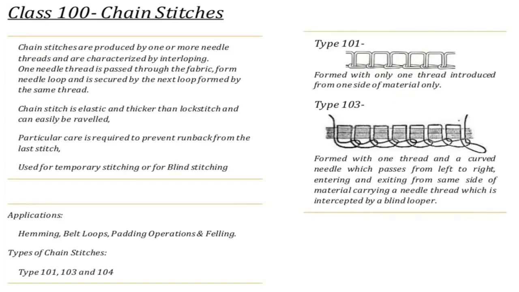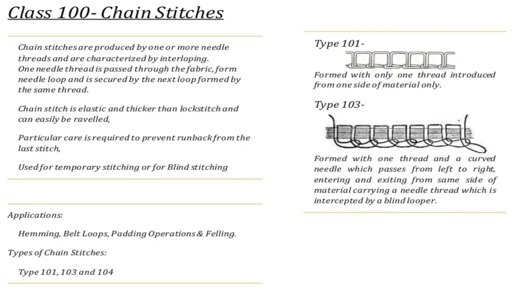Class 100 chain stitches. Chain stitches are produced by one or more needle threads and are characterized by interloping. One needle thread is passed through the fabric, forms a needle loop and is secured by the next loop formed by the same thread. Chain stitch is elastic and thicker than lock stitch and can easily be ravelled. Particular care is required to prevent run back from the last stitch. Used for temporary stitching or for blind stitching. Applications: hemming, belt loops, padding operations and felling.